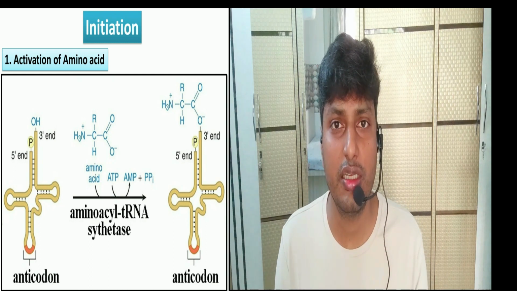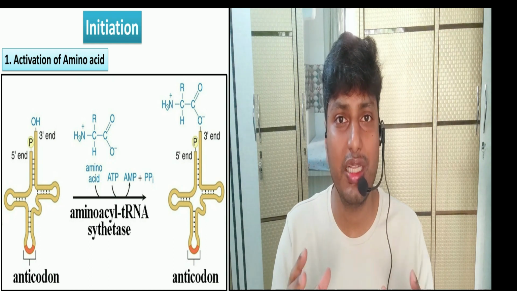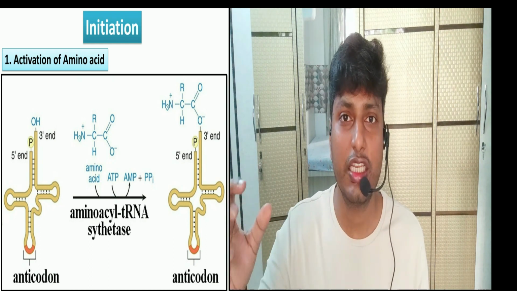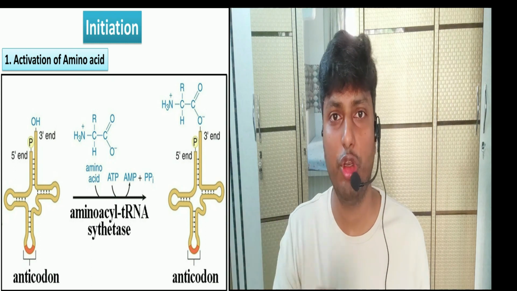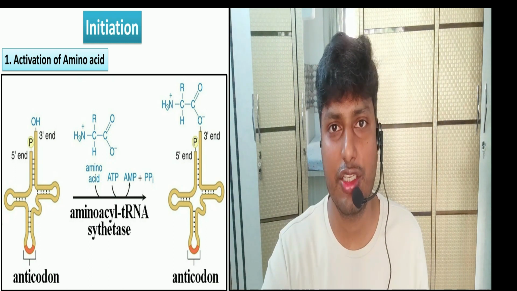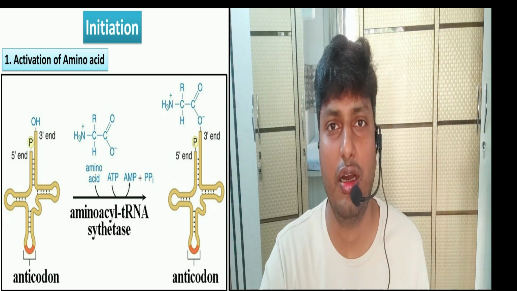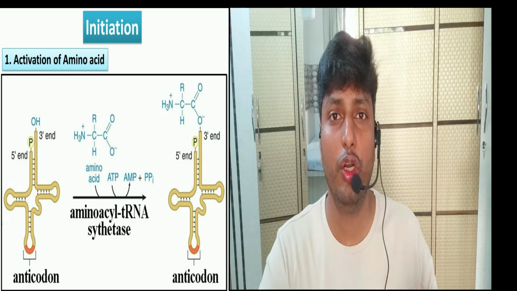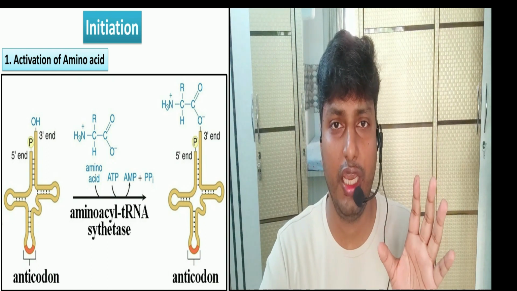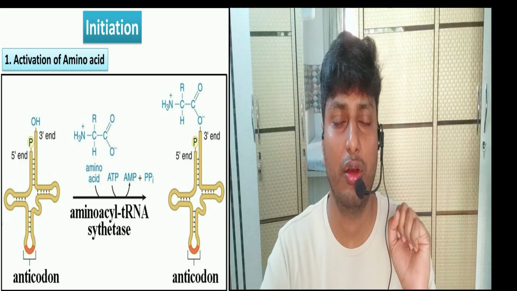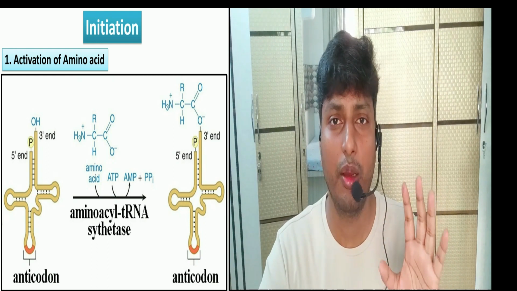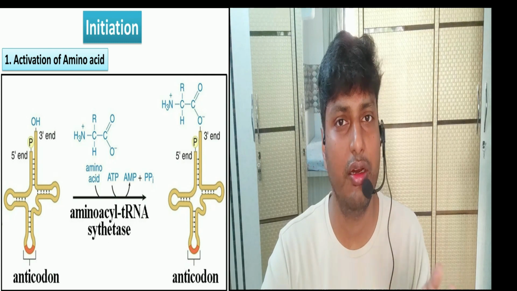Now this is the first step of translation. So once the tRNA is activated, it is ready to transfer that amino acid to the mRNA. This is the structure of tRNA. Now dear students, I will be making a separate video to explain the structure of tRNA. It is also known as the clover leaf model, right? But I will be explaining it in another video.